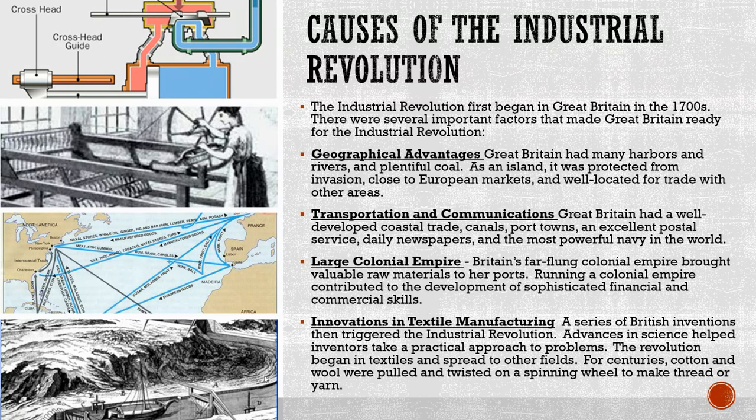Advances in science helped inventors take a practical approach to problems. The revolution began in the textiles and spread to other fields. For centuries, cotton and wool were spun and twisted on spinning wheels to make thread for yarn. So really the cotton industry is what caused Britain to explode in the Industrial Revolution.